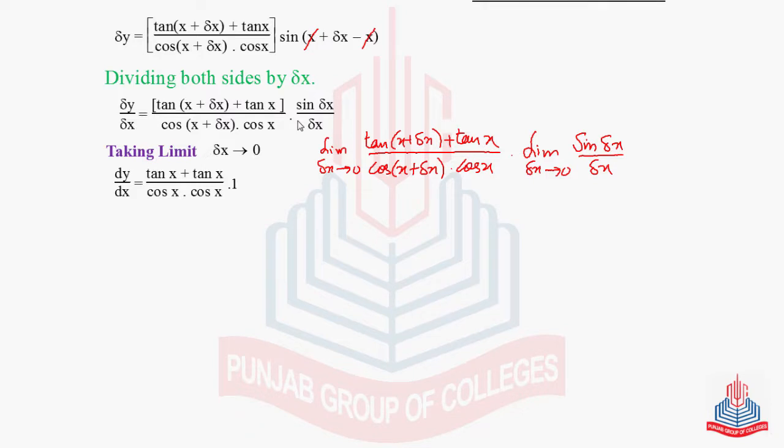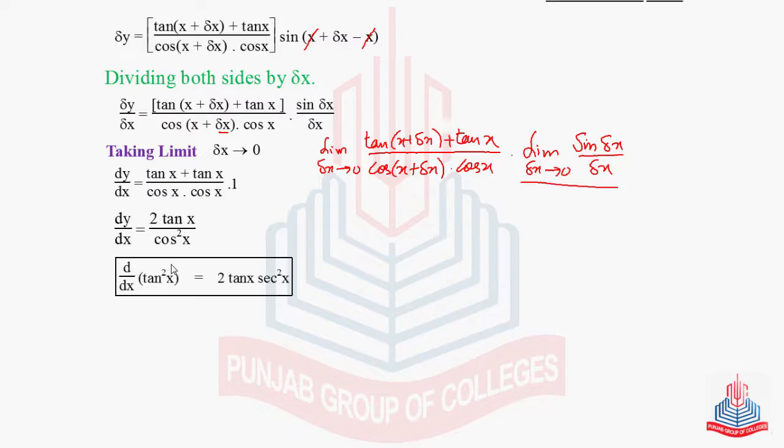So this delta x will become 0. We have tan x plus tan x over cos x into cos x, and this whole thing, when we apply the limit, this part will become 1 by using the theorem. So we have dy by dx is equal to 2 tangent x divided by cos x into cos x, which will become cos square x, and that can be written as 2 tan x, and 1 over cos square will become secant square x.